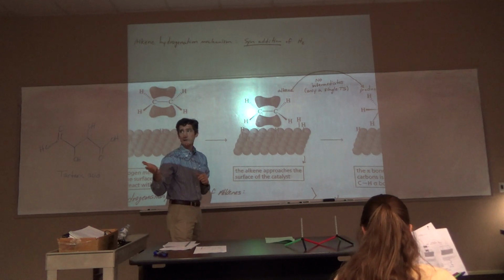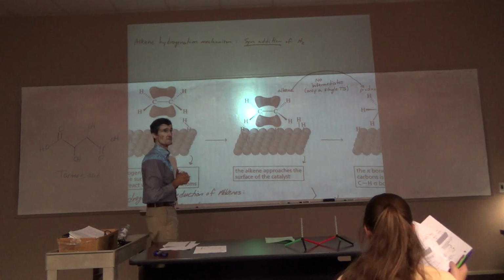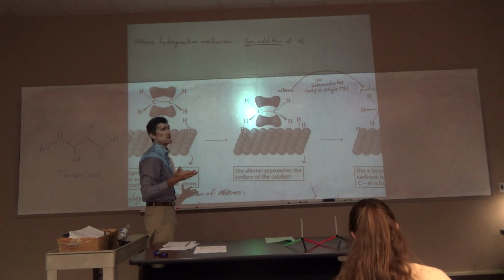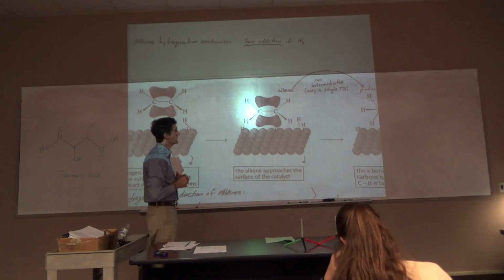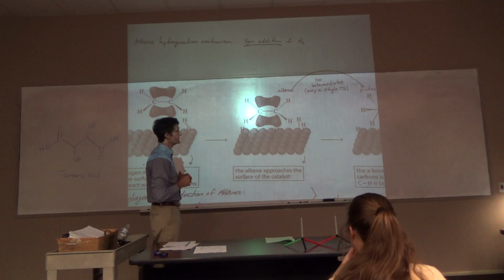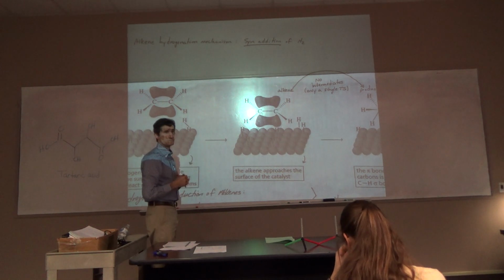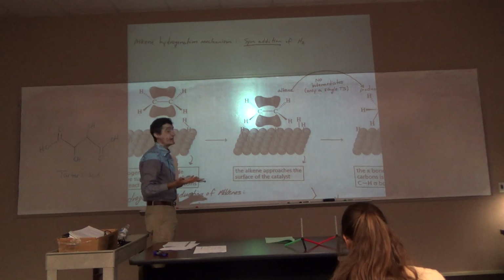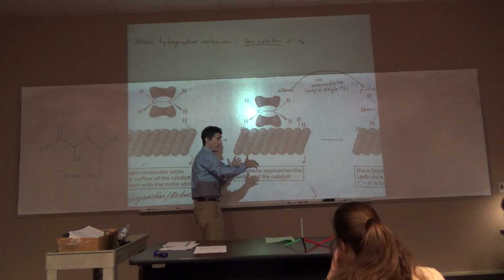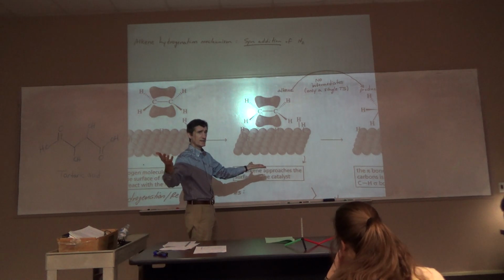You want more information, right? I know you do. Well, look in your book. You're not going to find much more. Okay? It's not a well-described mechanism. What we do know is that there's no intermediate. There's no ionic intermediate. The alkene is not polarized and the pi bond attacks it and leaves a cation. No, none of that.